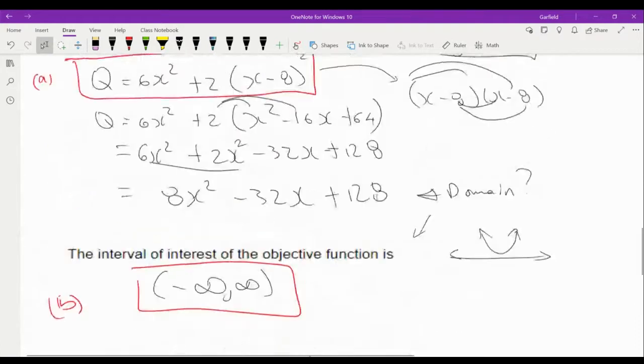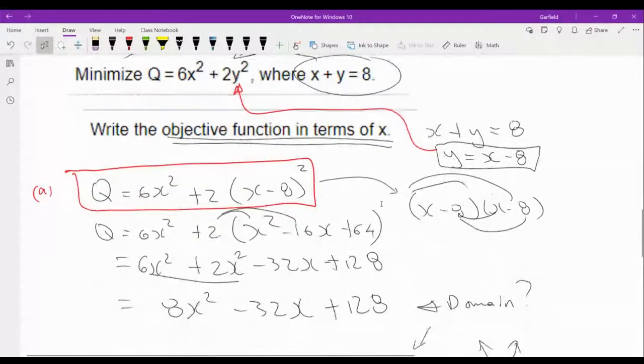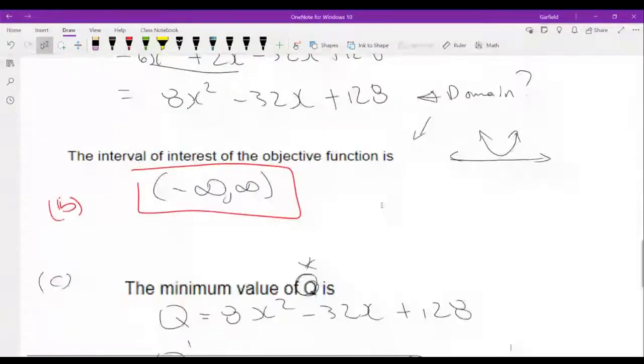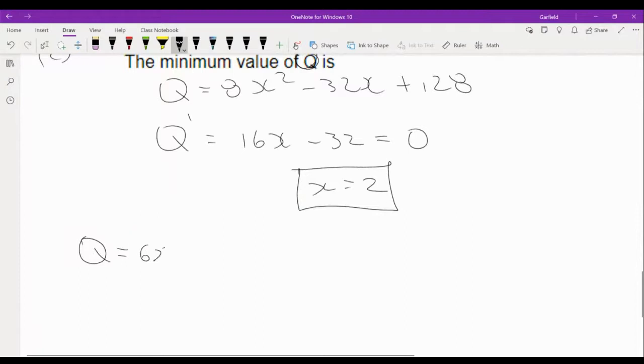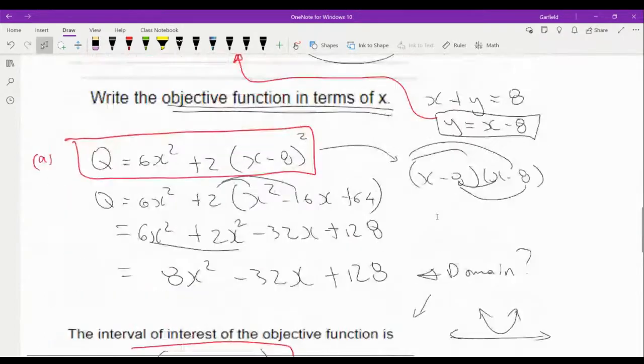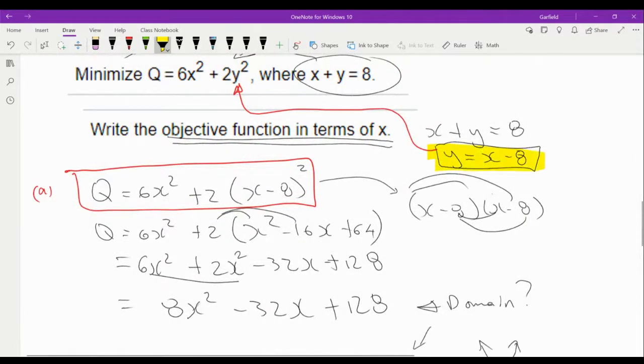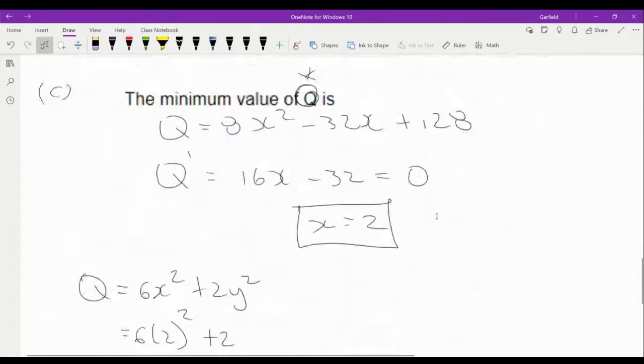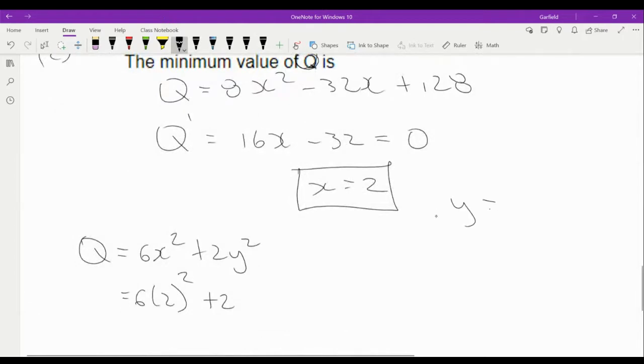So what is Q equal to? Q is equal to 6x squared plus 2y squared. We already know, so this is going to be 6 times 2 squared plus 2 times, but we need a value for y. And we can plug that into this equation here. We know that y is equal to x minus 8. So y is equal to 2 minus 8. So y is equal to negative 6. So now we can substitute back here.